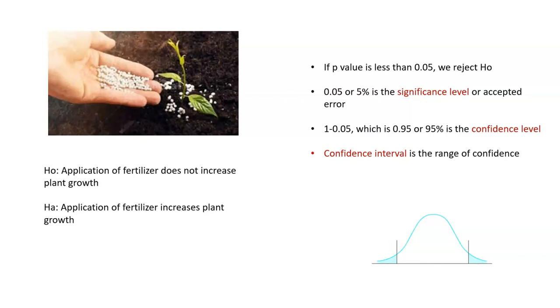The unexpected will fall either in this 2.5 or 2.5. Why am I saying 2.5% or 2.5%? Because 2.5 into 2 is what? 5%. That is my significance level. Clear? I hope you all understand the differences among significance level, confidence level, and confidence interval.